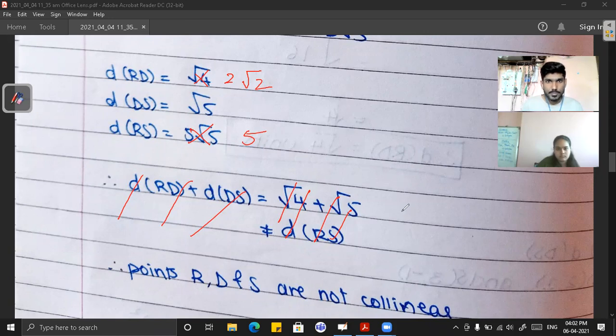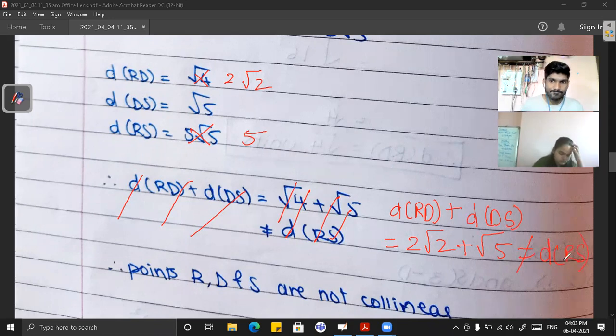So you write distance RD plus distance TS. These are the two smaller ones. So distance RD, that will be 2 root 2 plus root 5, not equal to distance RS. Is that clear? And then the final one, that they are not collinear. Fine, is this done? Correction? Yeah. Okay.